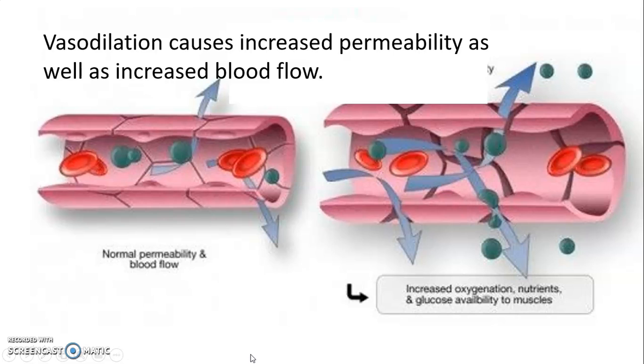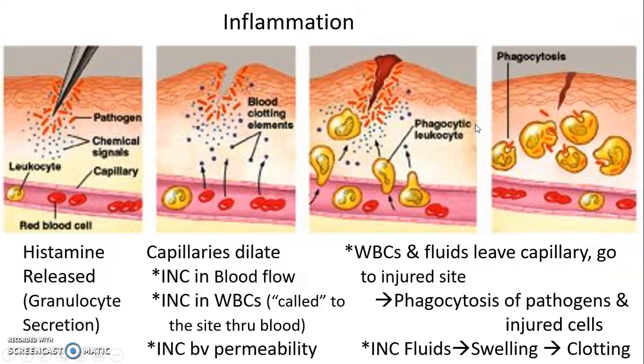Let's just look at that really quickly. Here's a normal blood vessel, and a dilated blood vessel. When the blood vessel dilates, the gaps between the cells get bigger. So the blood vessel is more permeable, which means things can get in and out more easily. Okay, so this is really important. Capillaries dilate, and it leads to these three increases, which should be logical, which should make sense.